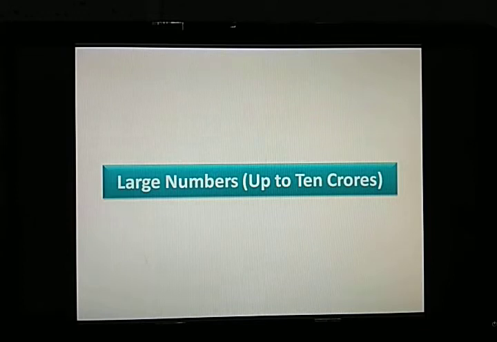Hello everyone. Today we are going to start a new chapter, that is chapter 3, and the name of the chapter is large numbers up to 10 crores. So in the earlier class, that is in class 4, you all might have learned up to a certain place value. That is, you have learned up to thousands or the 10,000s, or maybe up to lakhs. But here we will be further discussing up to 10 crores. So let us begin the chapter.